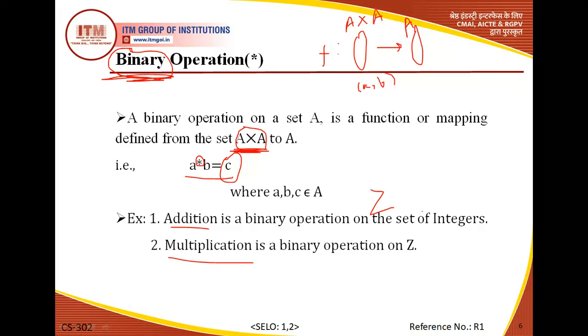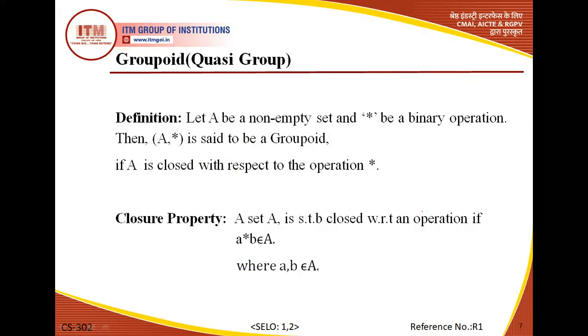Now let's see it over here. Let's see one of the algebraic structures. The first algebraic structure that we have to study is known as groupoid or quasi-group. Let's see the definition of it. Let A be a non-empty set and star be the binary operation, then (A, star) is called a groupoid if A is closed with respect to the operation star.